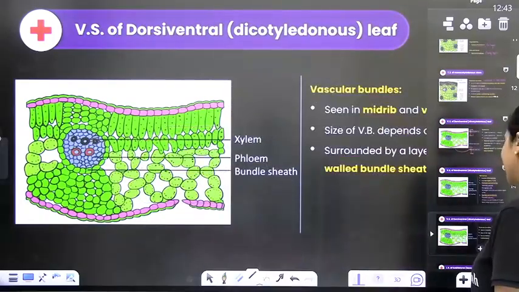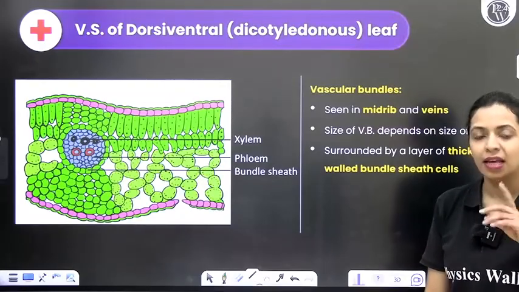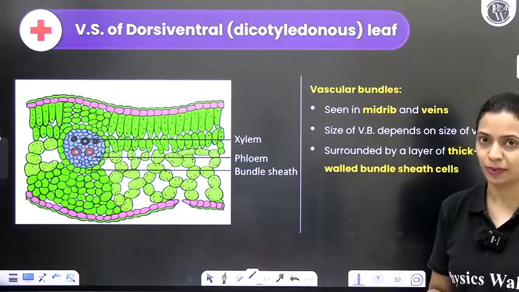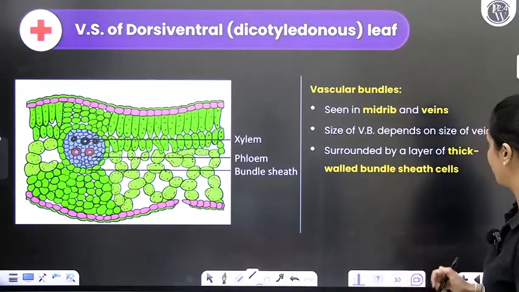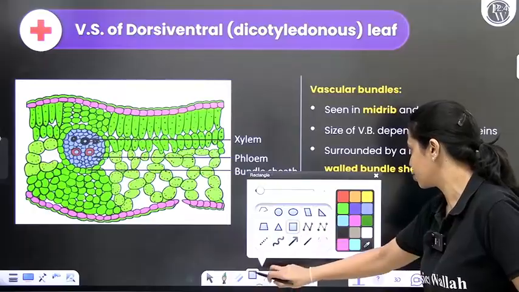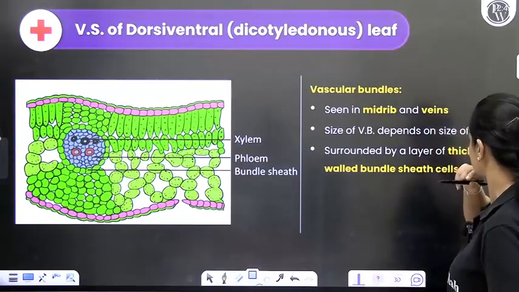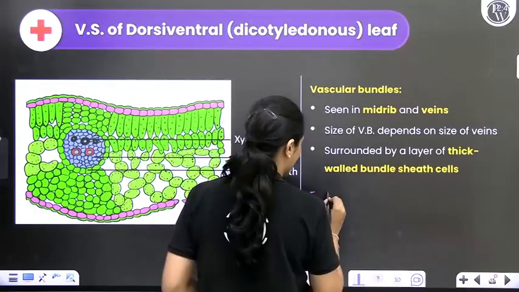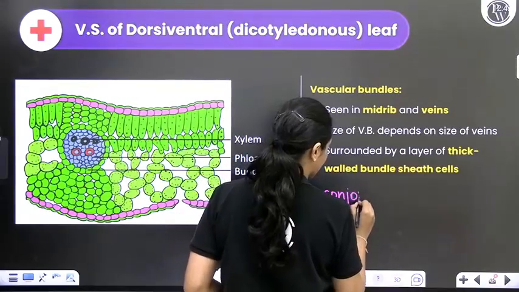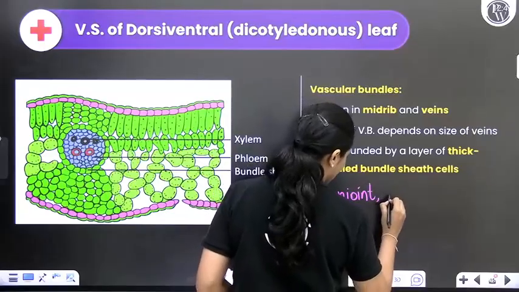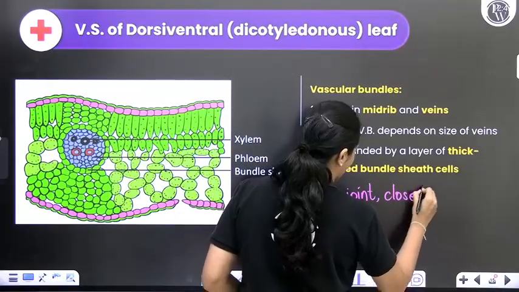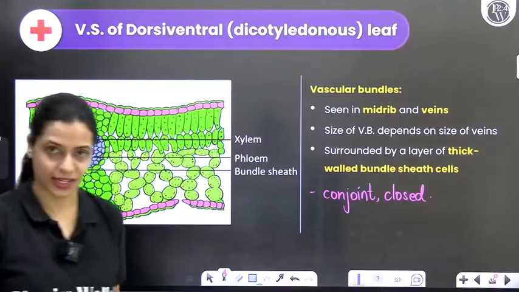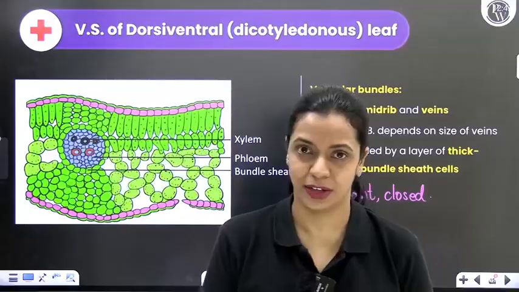Now let's talk about its vascular bundle. In the vascular bundle, here you will find both xylem and phloem in the same bundle. So the vascular bundles are conjoined. There's no cambium in leaves, so it is closed. Now, where in the leaf can we find these vascular bundles? Wherever veins are present, over there you can find vascular bundles.